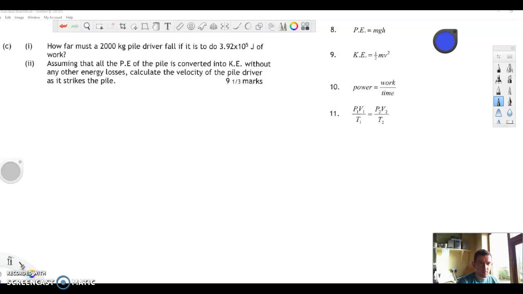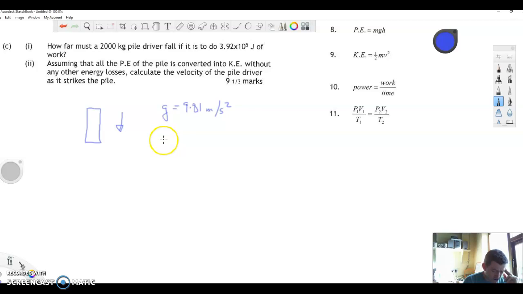Right, how far must a 2000 kilo pile driver fall if it is to do 3.92 by 10 to the power of 5 joules of work? Right, so here's our pile driver, and it is like a big hammer, and it's falling downwards. It's falling with g, the acceleration due to gravity, 9.81 meters per second squared, which is what's causing it to fall. That's the rate of acceleration.